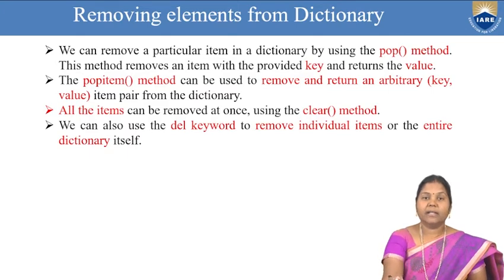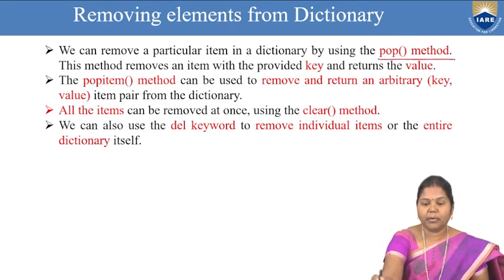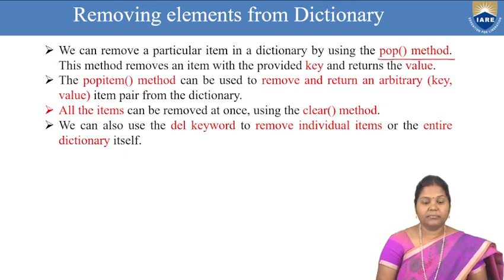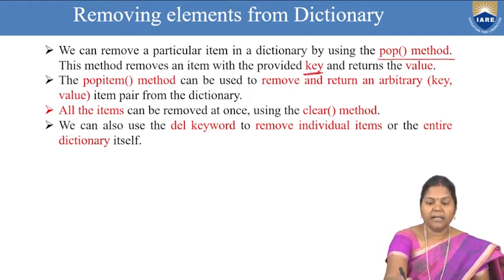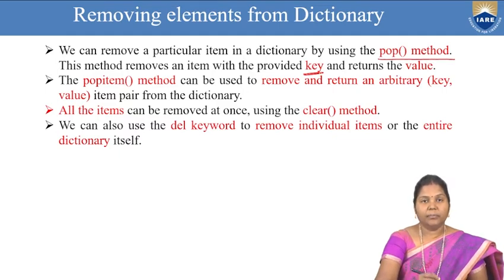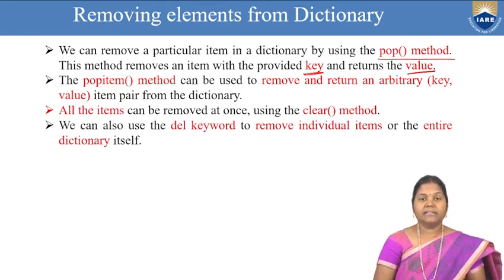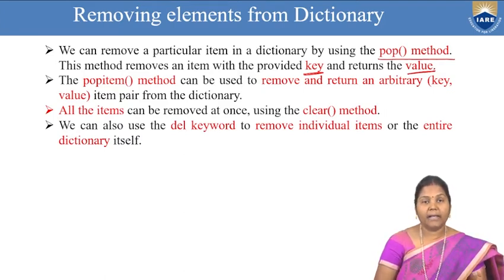First thing is, we can remove a particular item from a dictionary by simply using the pop method. Now this pop method will remove an item with the provided key and it returns the value. So if you provide the key to the pop method, it will return you the corresponding value for that. Now there is another method called popitem method.